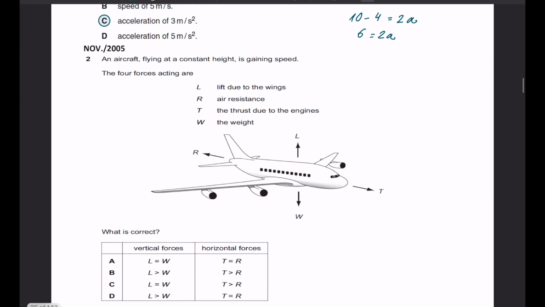The next question says an aircraft flying at a constant height is gaining speed. It's accelerating. So if it's flying at a constant height, then vertical forces must be balanced. So L must be equal to W, but since it is accelerating, the forward force must be larger than the backward force to produce an overall resultant force. So T must be greater than R, L must be equal to W, and that is in option C.